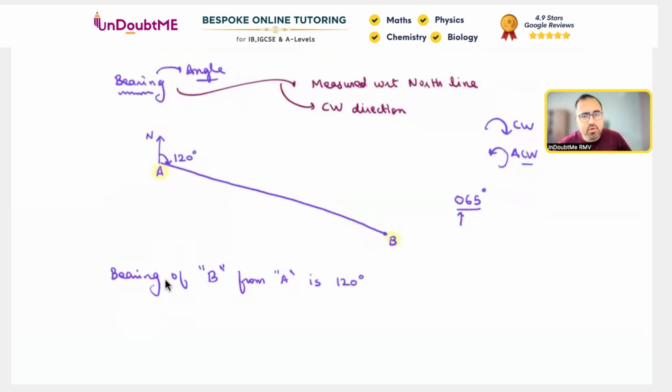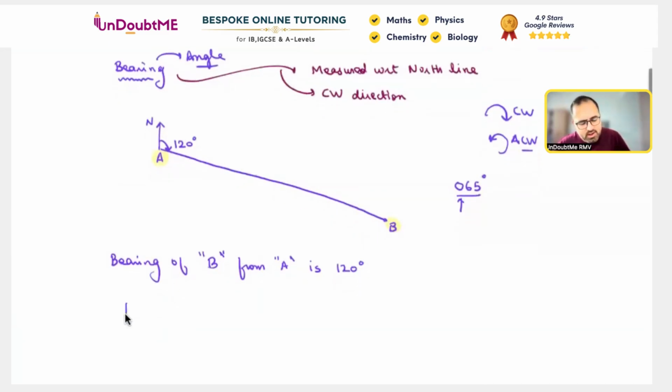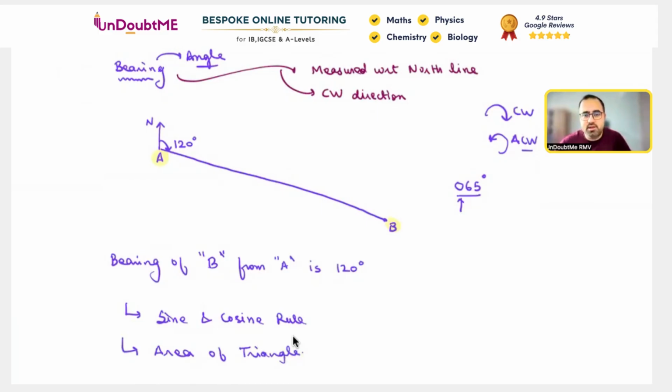If you want to solve any question on bearing, then along with that, you must know the sine and cosine rule. That was done in the last class. And then if required, the area of a triangle. This is the maximum possibility for a question to be asked on this topic. Now we'll see the question, and from there, possibly it should be okay for everyone.